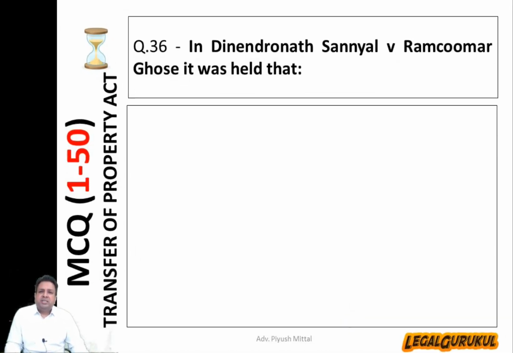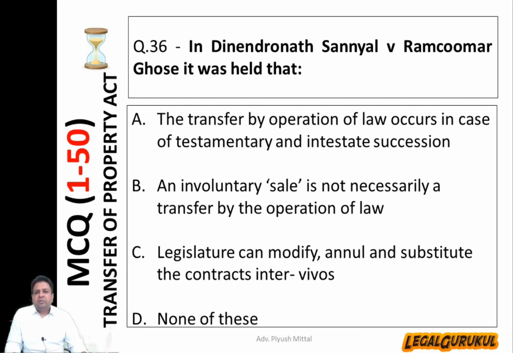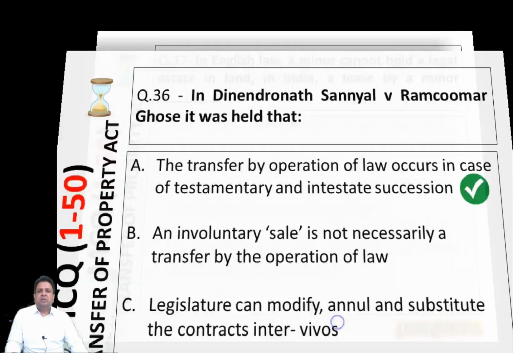Question number 36. In Dinendranath Sanyal versus Ram Kumar Ghosh, it was held that A, the transfer by operation of law occurs in case of testamentary and intestate succession. B, an involuntary sale is not necessarily a transfer by operation of law. C, legislature can modify, annul and substitute the contracts inter vivos. D, none of these. And the correct answer is A. The transfer by operation of law occurs in case of testamentary and intestate succession.